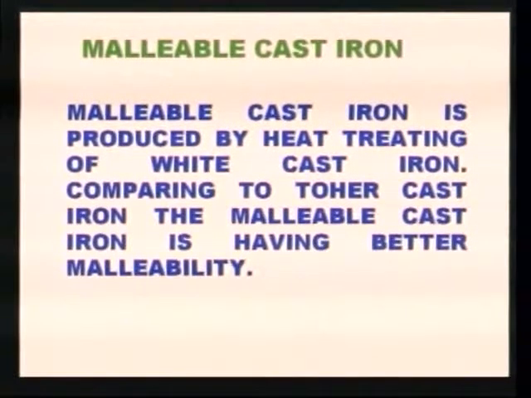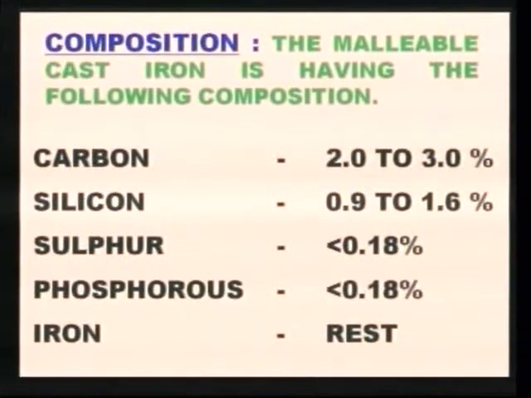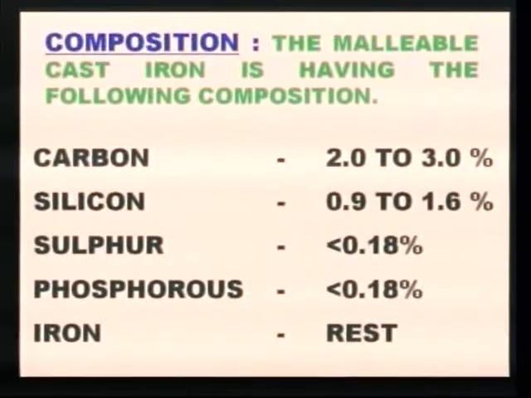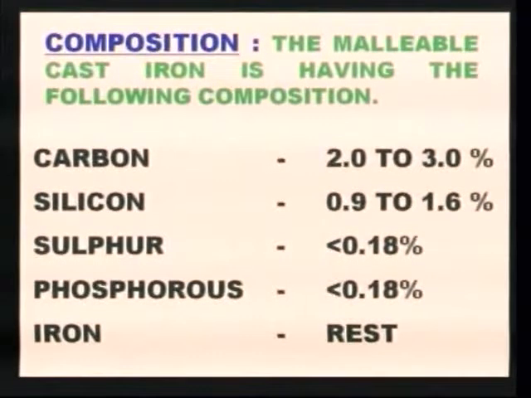The another type of cast iron is malleable cast iron. The malleable cast iron is produced by heat treating of white cast iron. Compared to other cast iron, the malleable cast iron has better malleability. This is the composition of the malleable cast iron. Carbon from 2.0 to 3.0%, silicon 0.9 to 1.6%, sulfur is less than 0.18%, phosphorus less than 0.18%, and the remaining is iron.